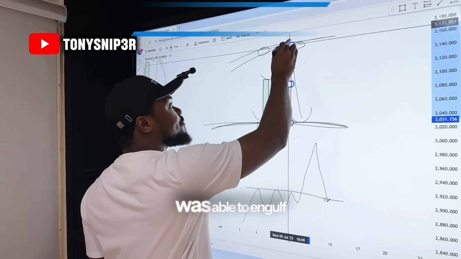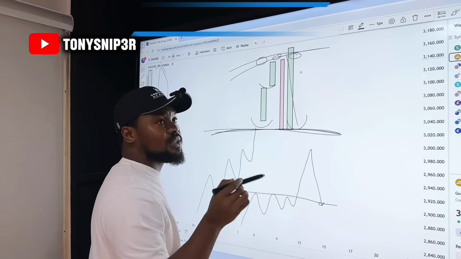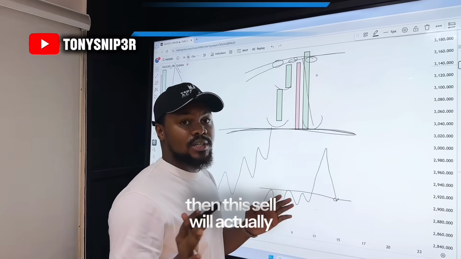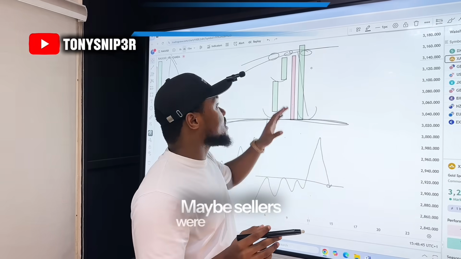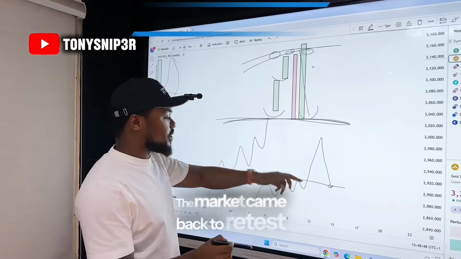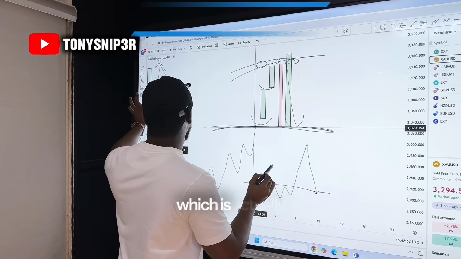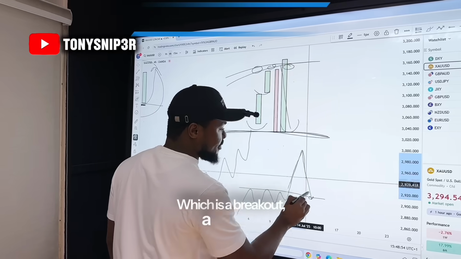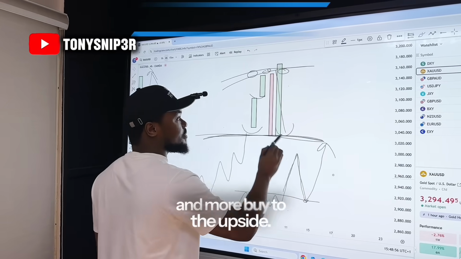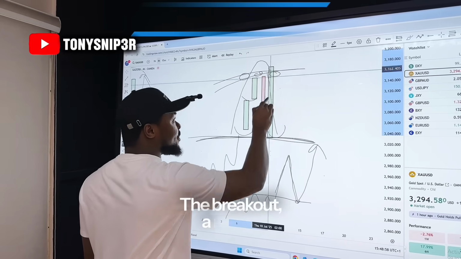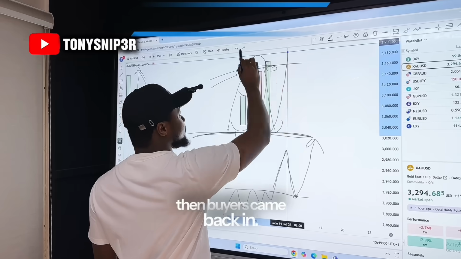was able to engulf this candle, then this sell will actually tell you that what? Maybe sellers were taking profits and the market came back to retest this level, which is a breakout, which is actually what? A breakout, a retest, and more buying to the upside. Okay? A breakout, a retest, then buyers came back in.